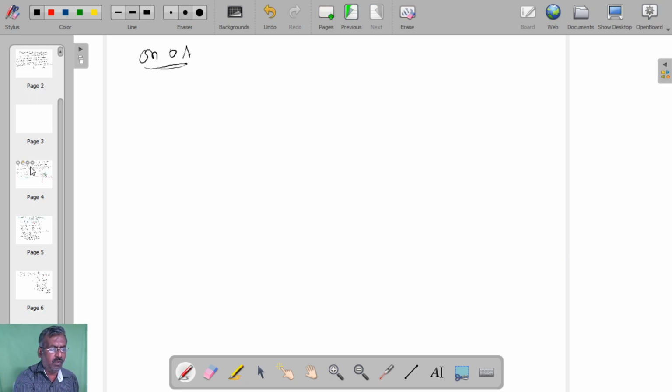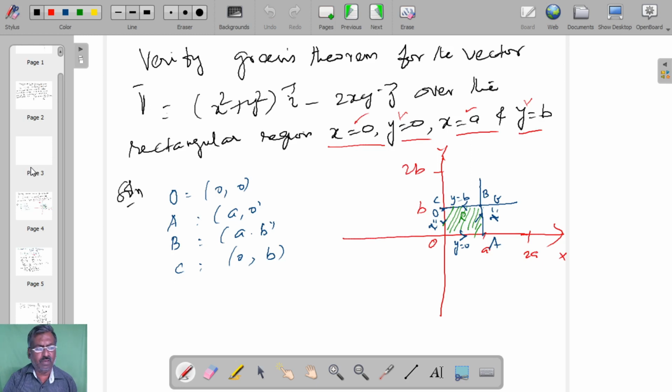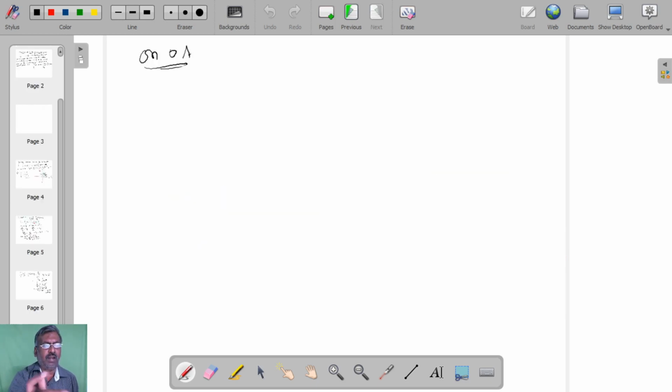See what is coming on OA. What is the line equation on OA? The equation on OA is y equal to 0, and the limit is 0 to A. When y equal to 0, dy is also 0. Now see the point O. O point is (0, 0) and A is (A, 0).